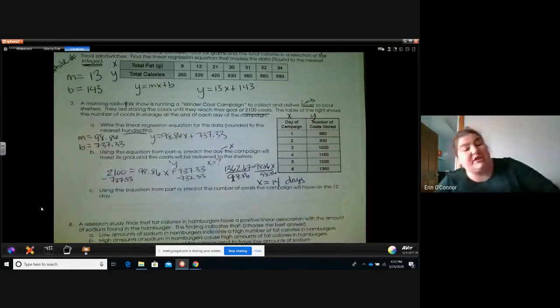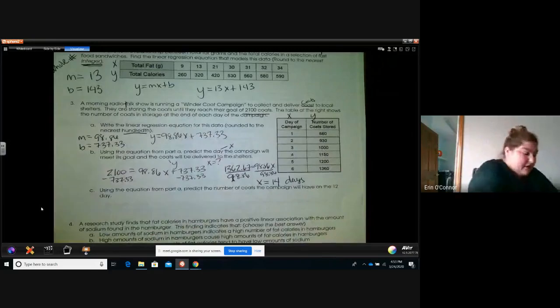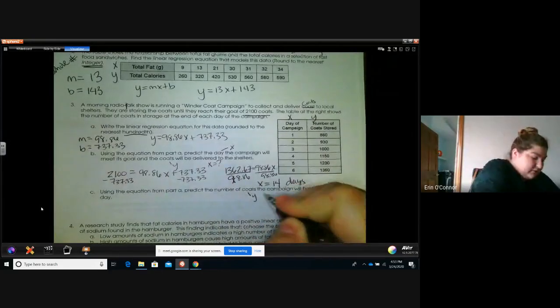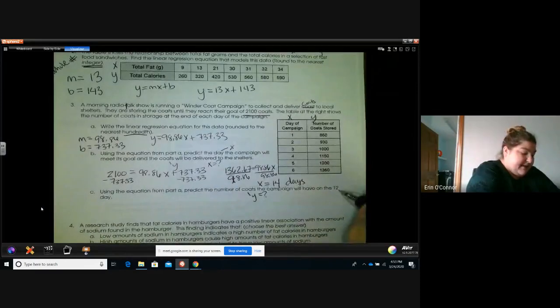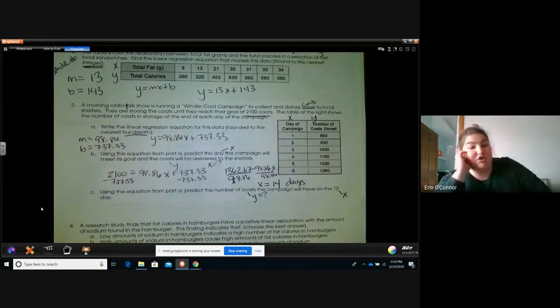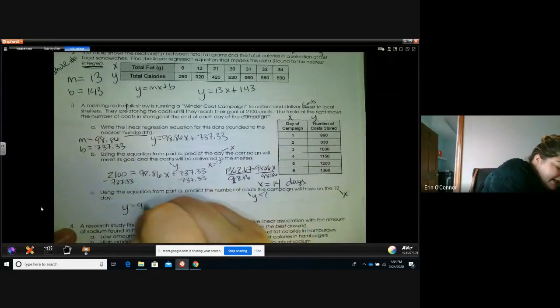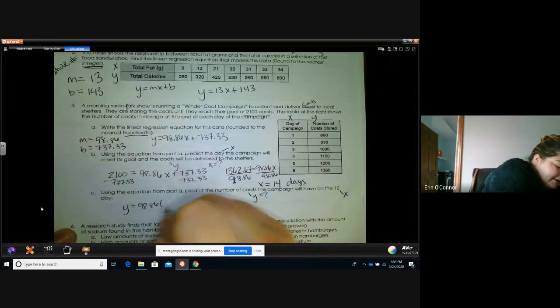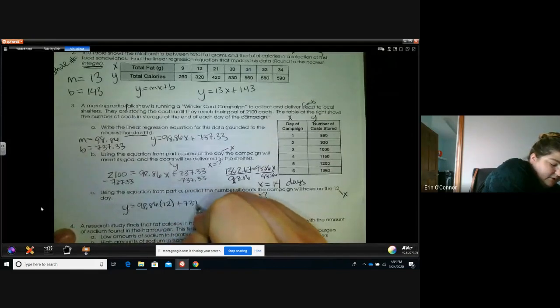Now, using the equation from part A, so same equation, predict the number of coats, so I need to know this, y equals, I don't know how many coats, and day, this is going to be my x, we'll have on the 12th day. So we're going to do y equals 98.86 times 12 plus 737.33.